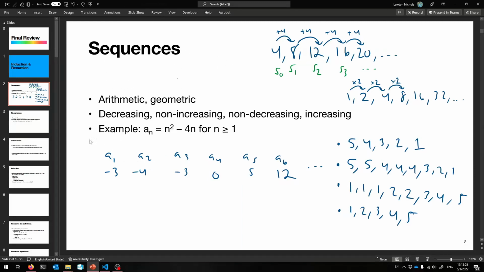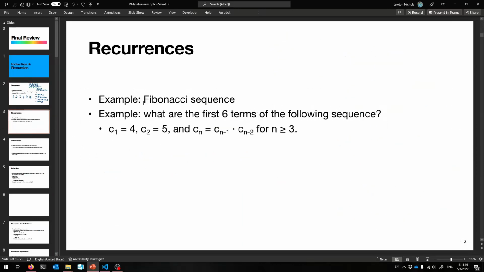So that's a fun little sequence there. And so that's an easy way to define a sequence, in terms of which element you're looking at in that sequence. Okay? You can also do it using recurrences, and we like that.